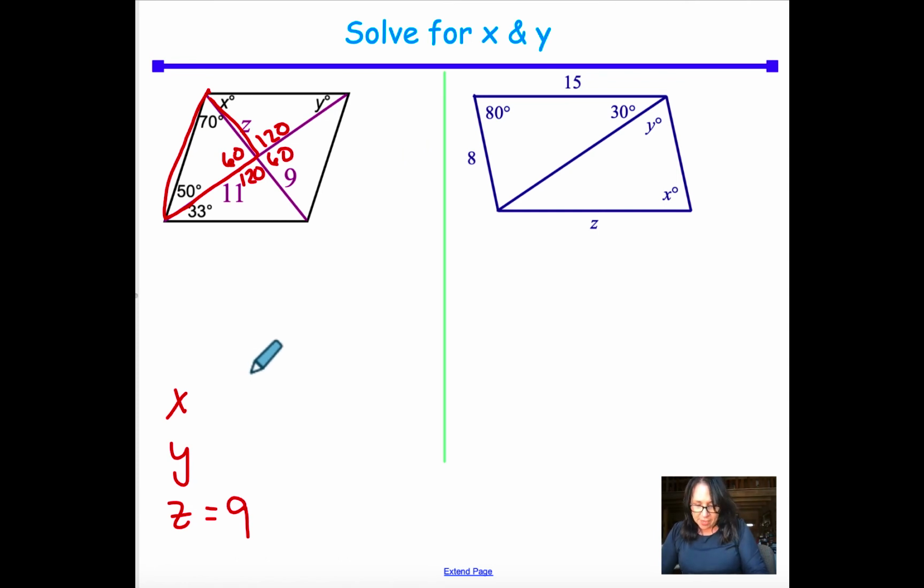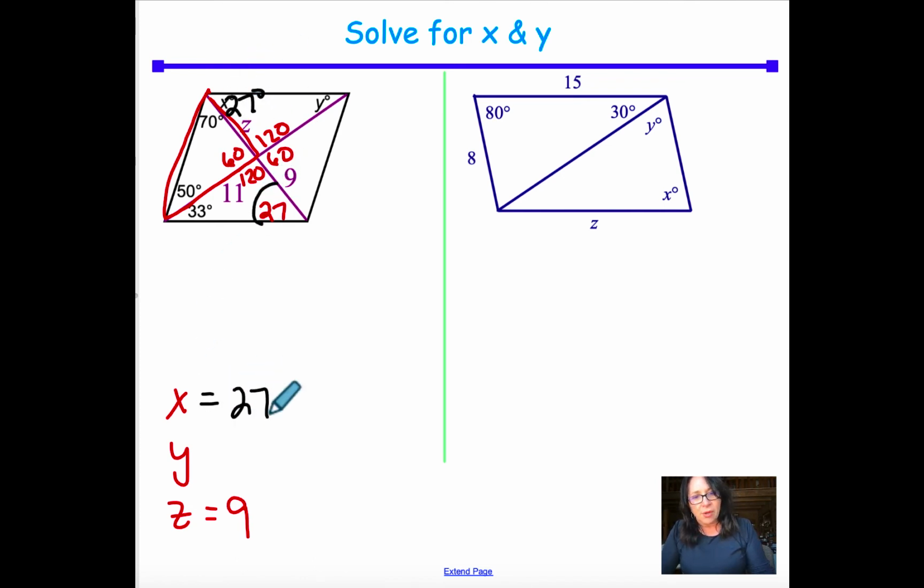Now, 120 plus 33 is 153, but if I take that away from 180, that makes this angle 27. Because it is a parallelogram, although it doesn't state it, it is, that means that we have alternate interior angles that are congruent, which means 27 is going to equal x, which is 27.